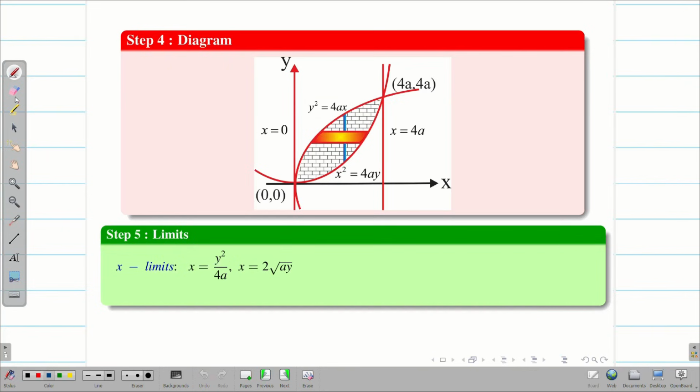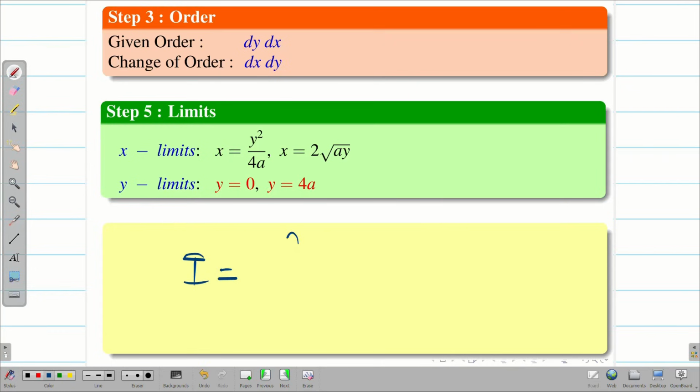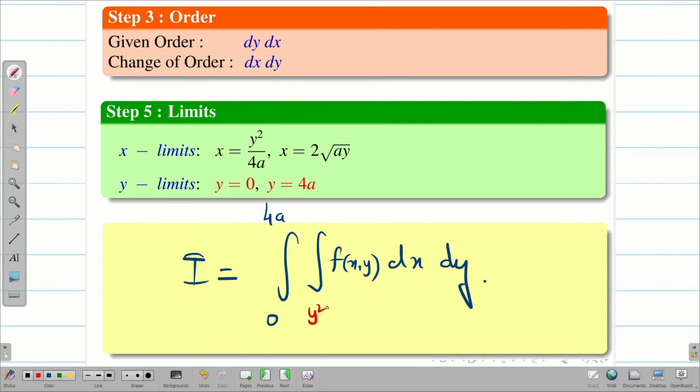When I go for y, it is going to be a constant. So the minimum value of y from the point is 0. Maximum value of y from the point is 4a. So 0 to 4a. Done, students. Now I want to write the integral. So capital I is equal to double integral, change of order, dx dy. I don't know the function. Let us consider, so I'm writing f of x comma y. Y limits is 0 to 4a and x limit is y square by 4a to 2 into square root of ay. That's it, students. This is the change of order of integration for the given problem.